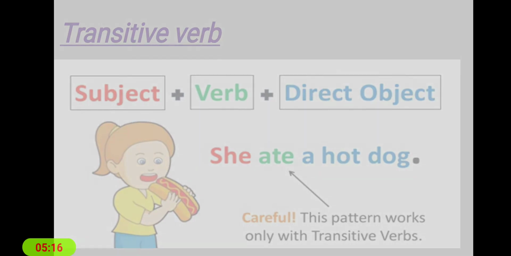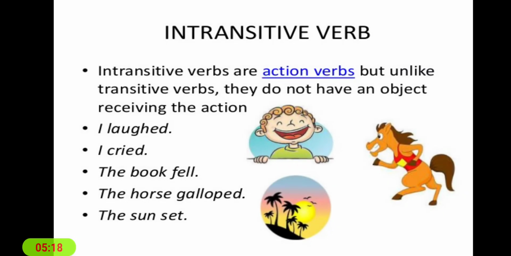In contrast, intransitive verbs are action verbs, but unlike transitive verbs, they do not have an object receiving the action. Like I laughed, I cried, the book fell, the horse galloped, the sun set. So these verbs like laughed, cried, fell, galloped, set, these verbs don't need any object. These sentences are complete without having object. So laughed, cried, fell, galloped, set are intransitive verbs in these sentences.